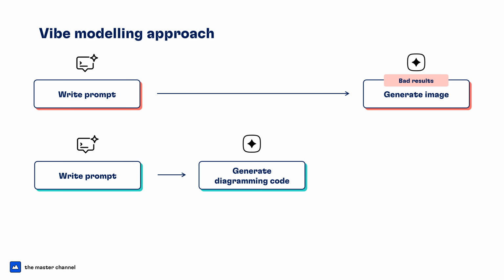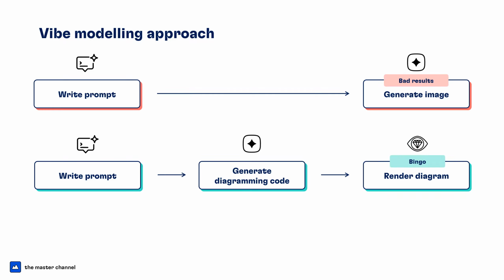So instead, let's make use of the LLM's ability to generate code, not code to build software, but code that describes a diagram. There are multiple text-based diagramming languages out there, but I'll come back to them later. Of course, this diagram code is not the diagram itself. To visualize it, we still need a renderer that transforms the code into an actual diagram. Think about tools like Mermaid or PlantUML.